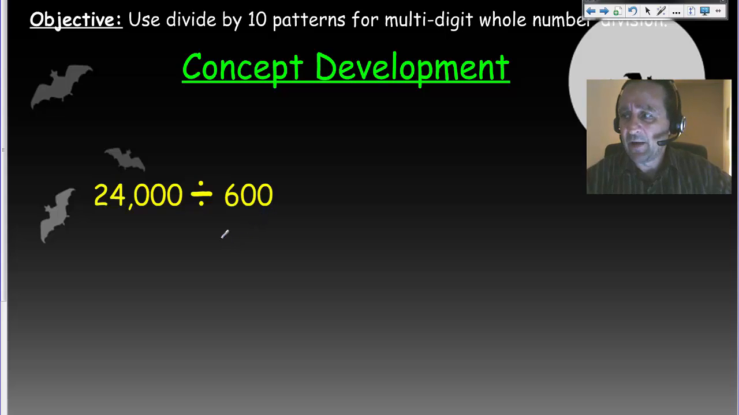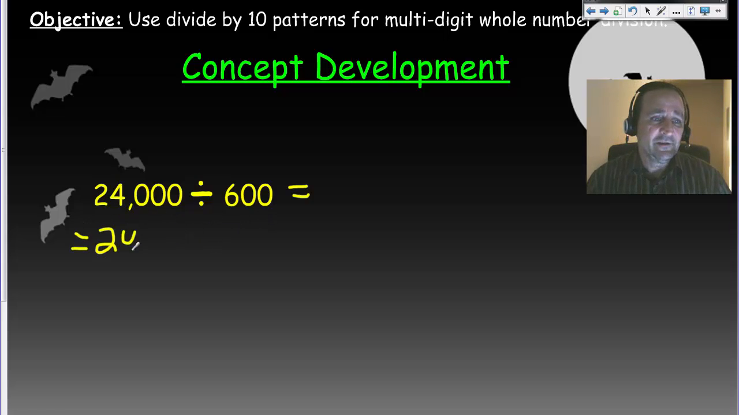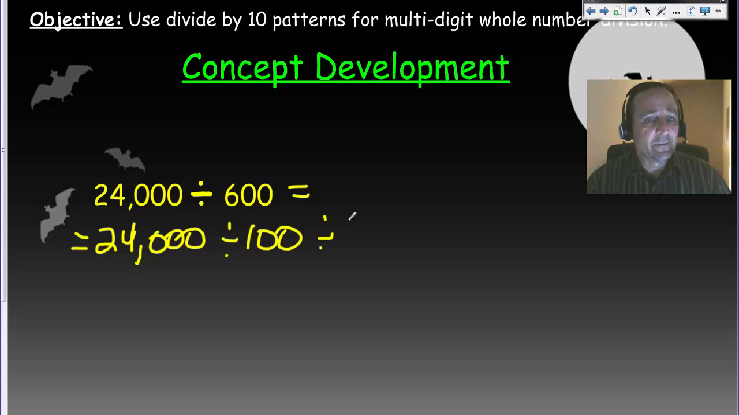Now, on this particular problem, rather than drawing all those, we could think of it like this. Let's write it this way. This is going to be 24,000, then divided by 100 divided by 6.